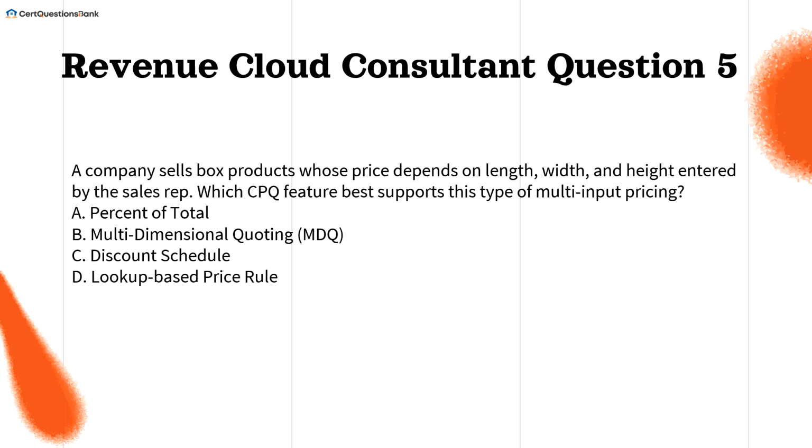A company sells box products whose price depends on length, width, and height entered by the sales representative. Which CPQ feature best supports this type of multi-input pricing? A. Percent of total. B. Multi-dimensional quoting, MDQ. C. Discount schedule. D. Lookup-based price rule.